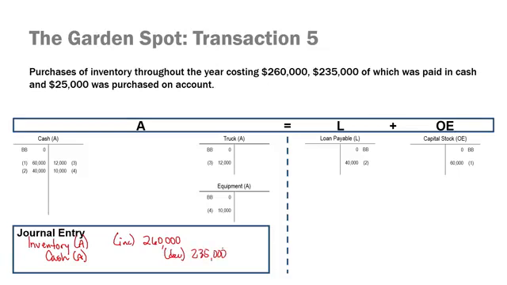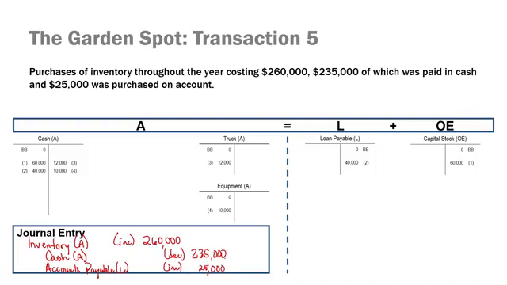$235,000. And the remaining $25,000 was purchased on account, so the company has an obligation to pay that in the future, so it's incurred a liability. We will call that liability accounts payable. That balance increases by $25,000.